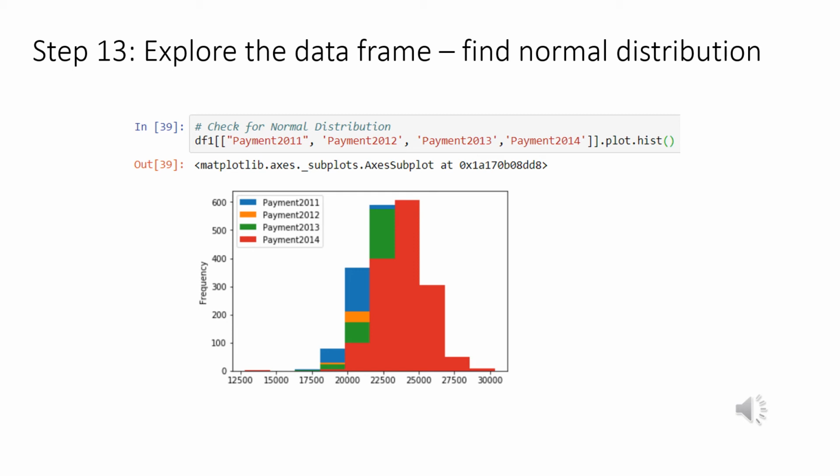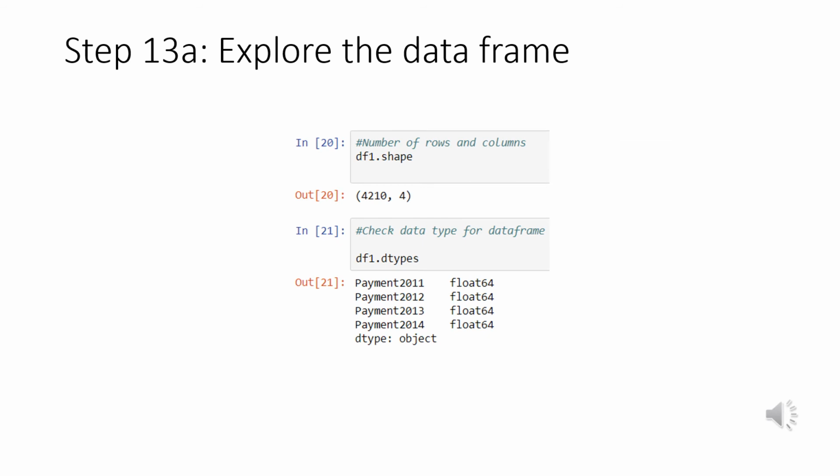This slide shows that the data frame containing the payment information has a normal distribution. And this is important because it is one of the assumptions that you have to meet when you are determining the type of control chart you have to use. In this slide, we're determining the number of rows and columns as well as the type of data that is in the data frame.